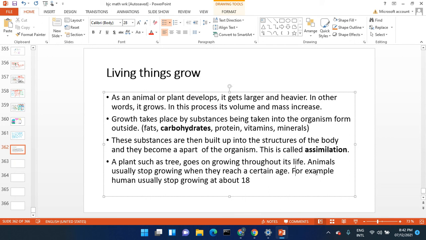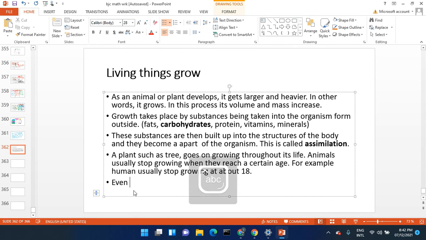For example, humans usually stop growing at about 18. Anyone here about that age? No one here 18? Yo, they say 19 to 21. It was 25. Yeah. This book is saying 18.